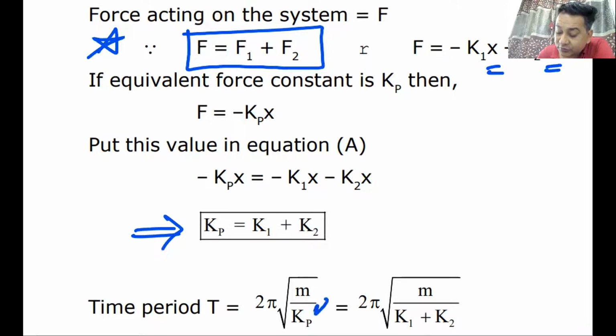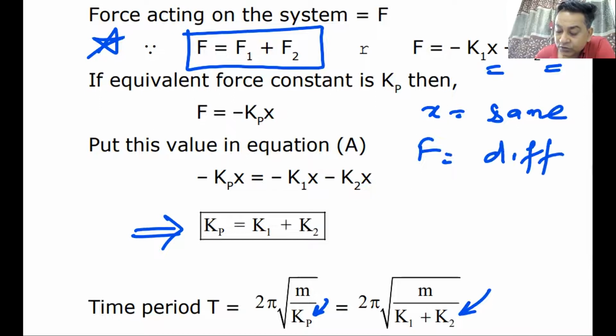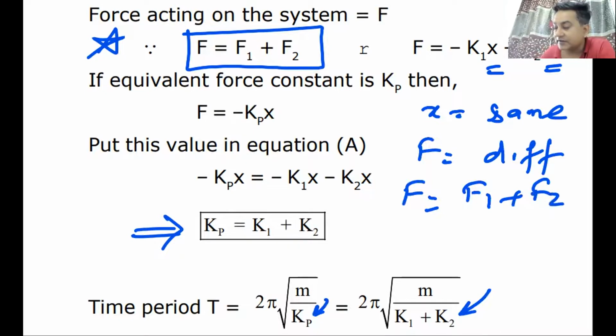Time period will become 2 pi root over m by Kp. Kp means effective spring constant in parallel combination. Kp here becomes K1 plus K2. So you just replace K by K1 plus K2 and you get your answers. What are the important things that you must remember? Here you must remember that x is same. Force is different. Total force is F1 plus F2. We have just reversed the previous case, and I'll give you a minute to note it down.